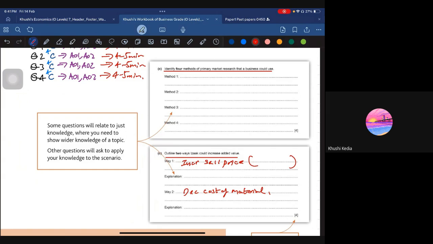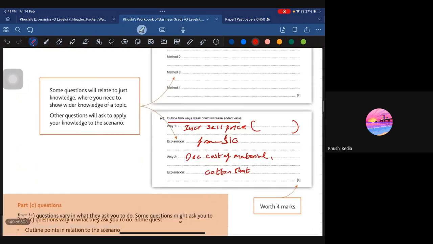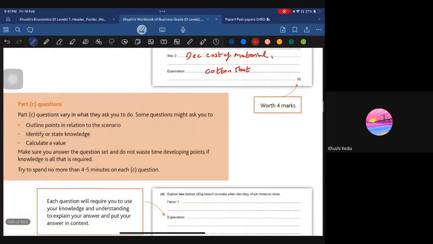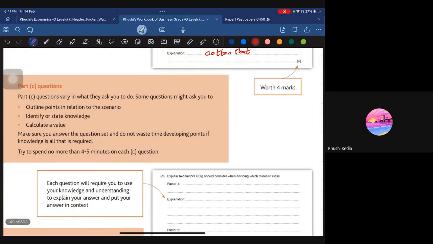And then you could also add the price to it. Let's suppose you say that Isaac could increase the selling price from $10, which is probably written in the case study, and reduce the cost of the cotton that they use as a raw material to produce the clothes. This is what is given here. So you have 4 marks for this. Any questions related to this, Khushi? No, sir. Very good. Then we should move on to the next one very quickly.